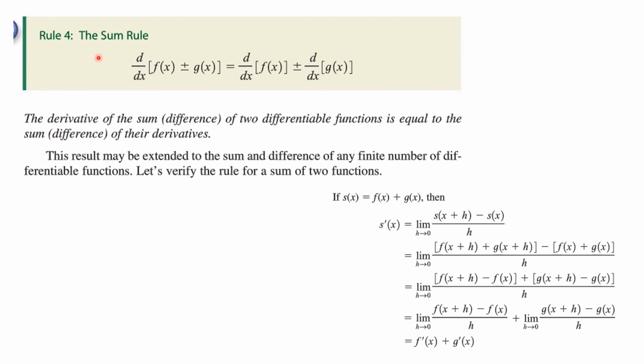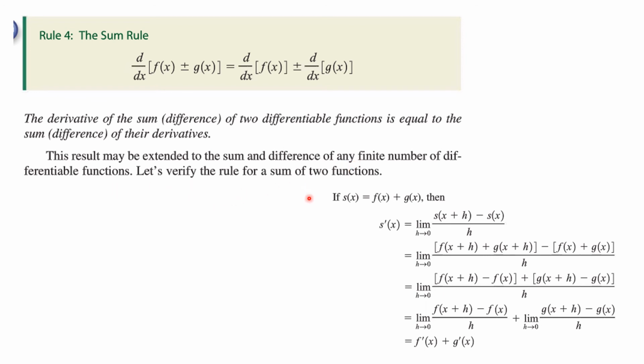The next theorem, or rule we'll talk about, is the sum rule. Now, just as we could say that the limit of the sum or difference of two functions is the sum or the difference of the limits of the two functions, and since the derivative is the limit, this happens. So, in words, the derivative of the sum or difference of two differentiable functions is equal to the sum or difference of their derivatives. This can be said another way. You can do the derivatives term by term, and what separates terms are plus or minus signs.